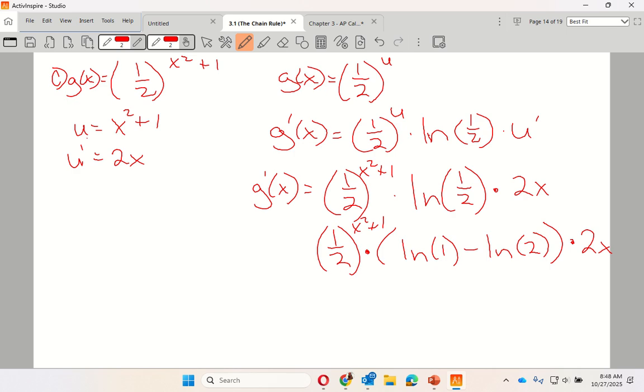What is ln? Let's not get into all that. It's log base e, right? Yeah, log base e. E is the natural number.